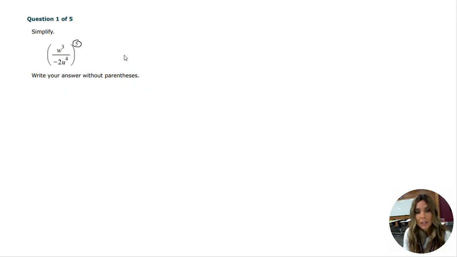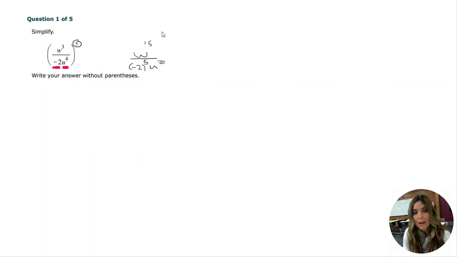So the w to the third is going to become w to the 15th. Okay, now on the bottom, we just talked about how this is a -2 u to the fourth. And so that exponent 5, that power, has to be distributed to the -2. So that's going to be -2 to the 5th. And then it also needs to be distributed to the 4. So that will be u to the 20th.